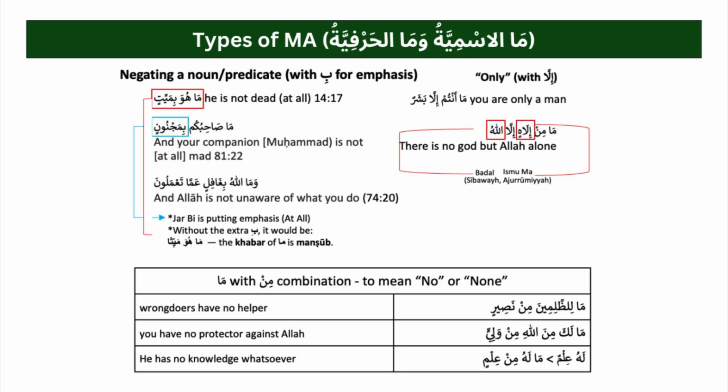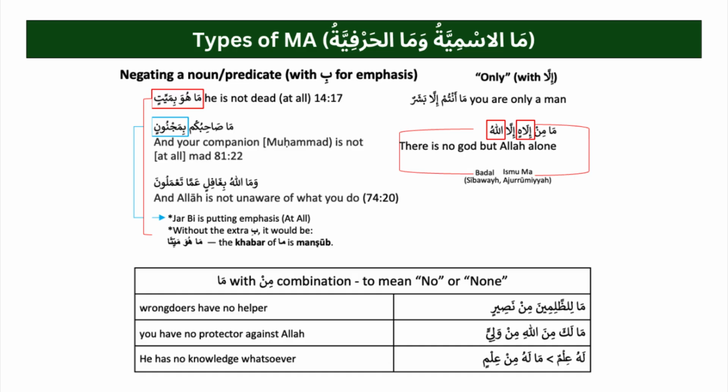Finally, at the bottom, the slide gives a useful table showing ma with min to mean no or none. The examples are ma lizzalimina min nasir. Wrongdoers have no helper. Ma laka min Allahi min wali. You have no protector against Allah. Lahu ilmun is a normal sentence. Then ma appears and makes it ma lahu min ilmin. He has no knowledge whatsoever.